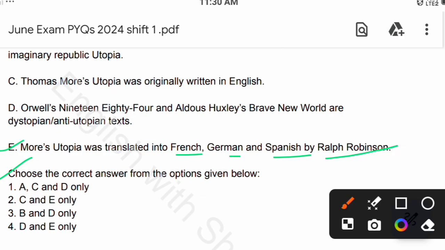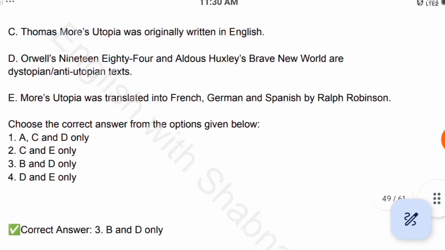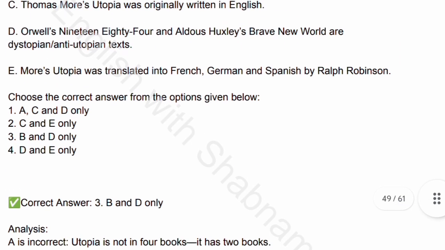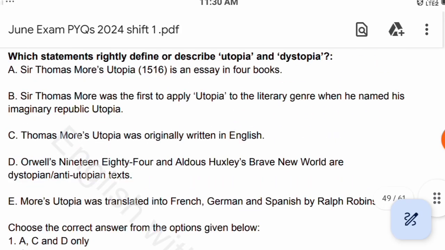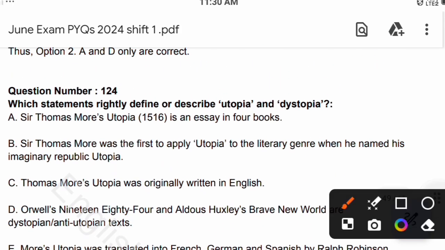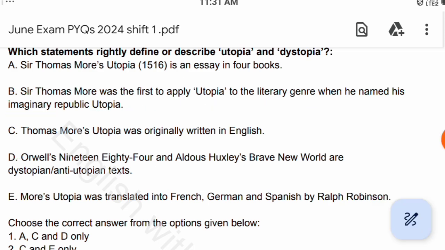What would be the correct answer, everybody? The correct answer of this question is option 3, that means B and D only. What was the question? The statements that rightly define or describe utopia and dystopia. So B and D is correct: Thomas More was the first to apply utopia to the literary genre when he named his imaginary republic Utopia. Let's move on to the next question.